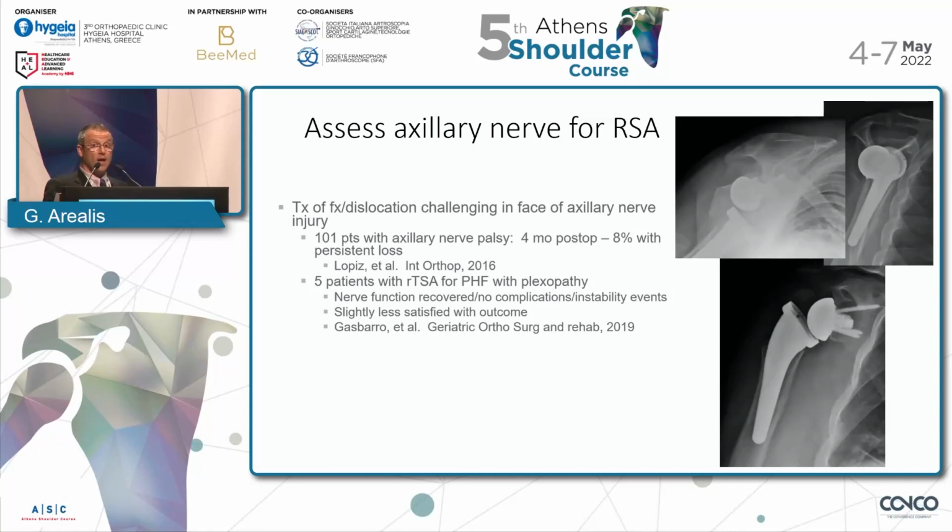And then you need to assess the axillary nerve and whether you are allowed to do a reverse with an axillary nerve that is non-functional. And this is the same for all three scenarios, but it's a lot more common in fracture situations. And whether you can do a reverse despite a non-functional axillary nerve, there are some questions around it, but the research says that yes, you can do it. You can expect the nerve to slowly function, and the outcomes are not that bad. Even though you can expect early dislocations, you need to be aware of that and address it if it happens.